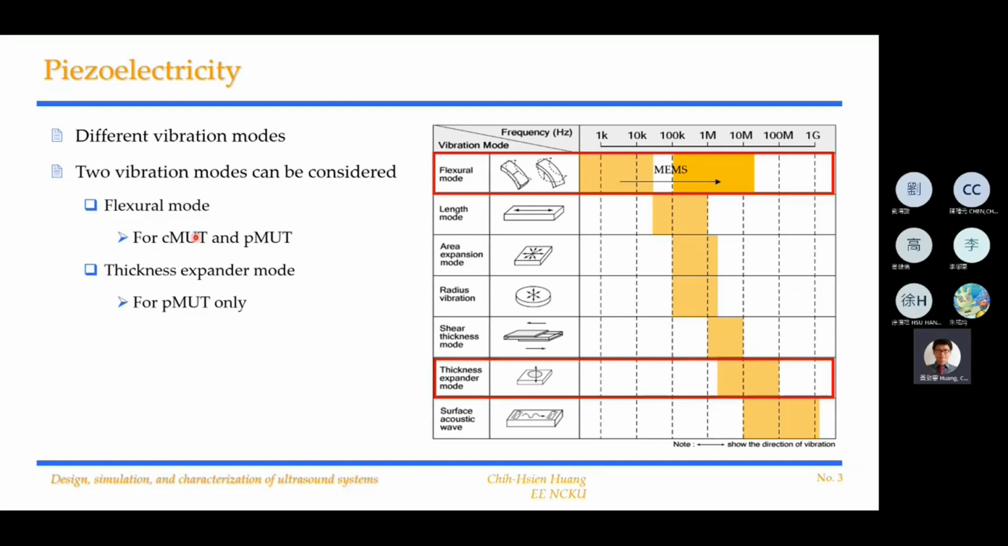So for CMUT we can only use flexural mode, but for PMUT some people can use thickness expansion mode too, if we want to have higher frequency. But in this course we'll talk about flexural mode more, because most PMUTs still work in this mode, and the frequency range is also close to the most popular applications.